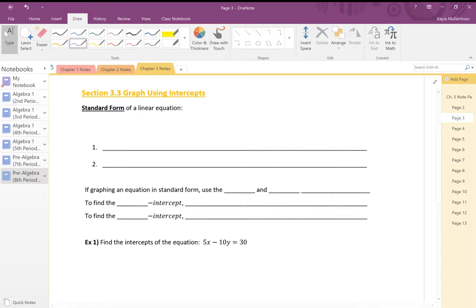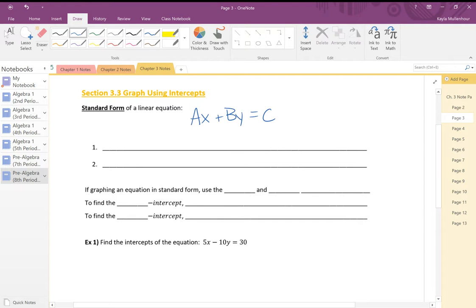Section 3.3, graph using intercepts. So the form of a line that you're all very familiar with is y equals mx plus b. But there's also another form called standard form. And it looks like this: ax plus by equals c.